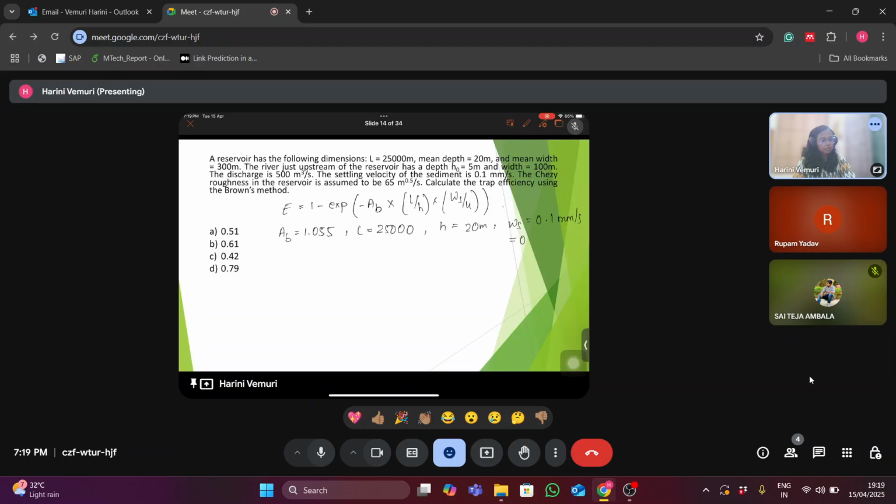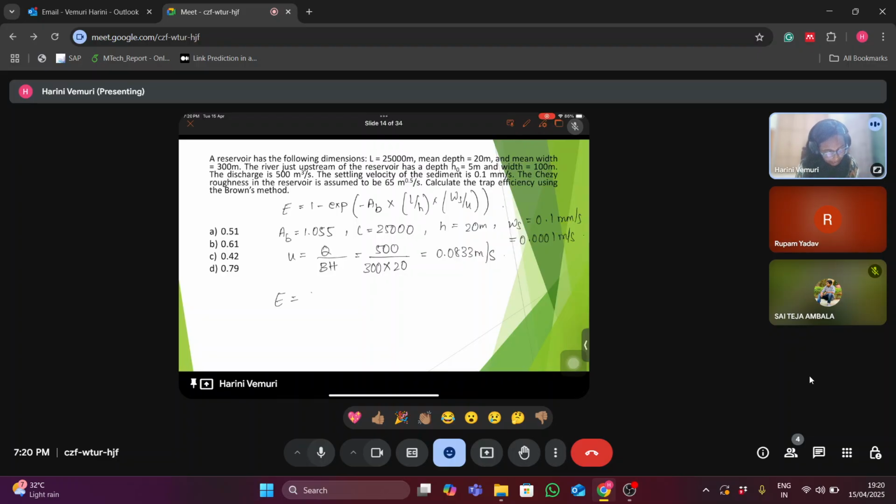That is equal to 0.0001 meter per second. Just multiplying by 10 power minus 3, you get it in meter per second. Okay. And then U is the mean flow velocity of the reservoir, which is estimated by Q by W into H. Okay. So inflow is 500 meter cube per second. So width and height are 300. So in that we get the average flow velocity in the reservoir, 0.083 meter per second.